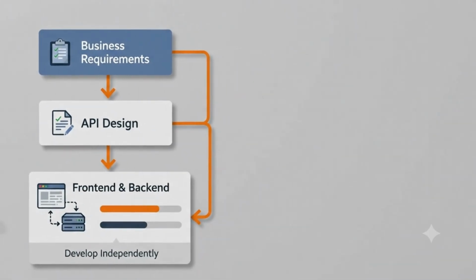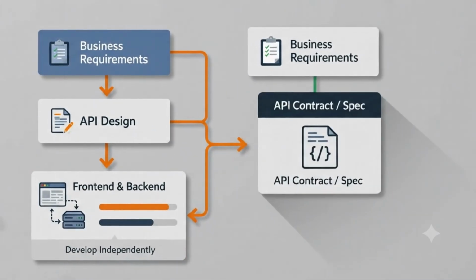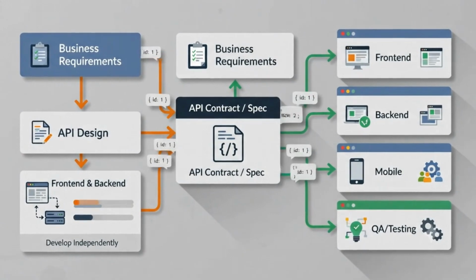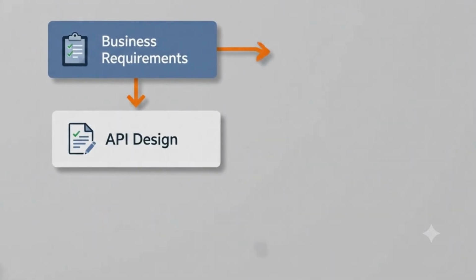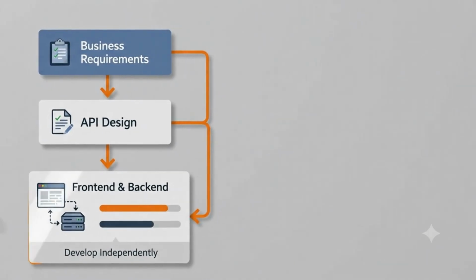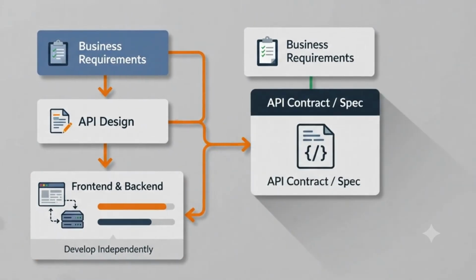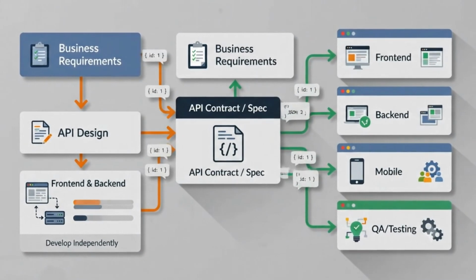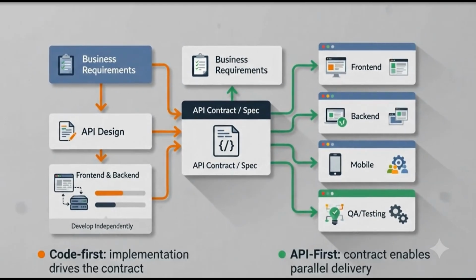API-first architecture reverses the process. Instead of writing code first, architects design the API contract. Once the contract is approved, front-end, back-end, mobile, and testing teams can work in parallel. Everyone knows exactly what data to send, receive, and expect. We should always design before development.